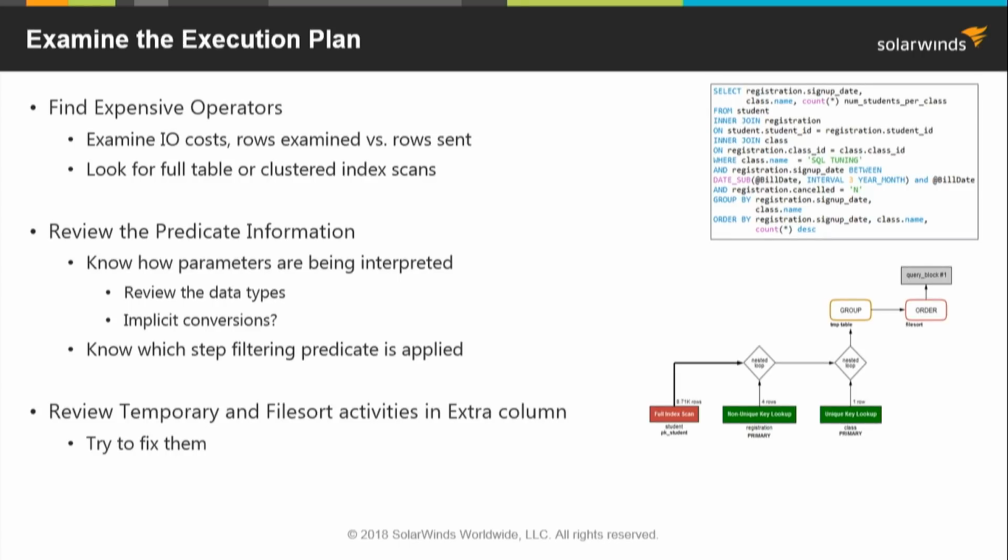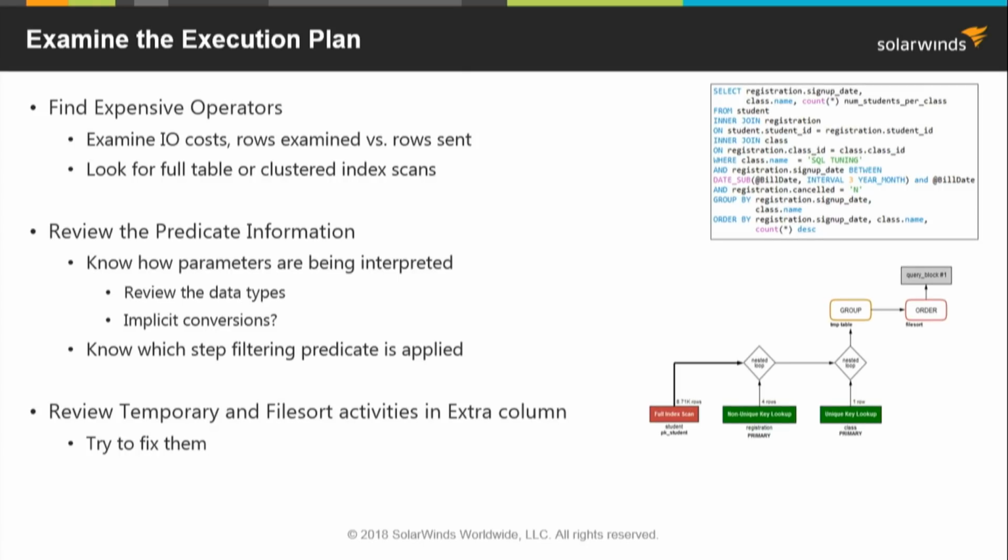So what do you do with an execution plan? When you look at it, you look for the expensive steps. Well, we saw that. It's student, right? So I look at the cost. I look at rows examined versus rows sent. And I also look for full table scans, and any index scans that are reading lots of data. I review the predicate information.